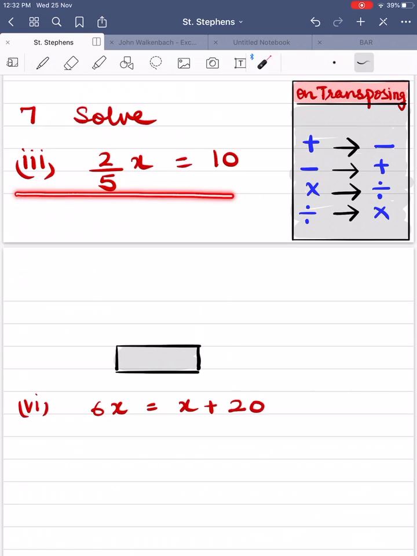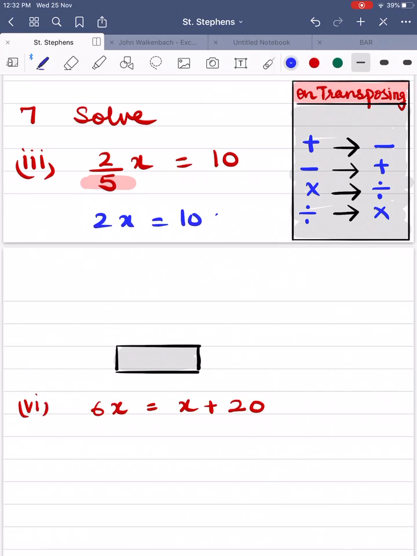So let's solve third part. 2 upon 5 x is equal to 10. Now here we have to find the value of x. For that, first we will transpose 5 to the right hand side. Now here it is being divided. So on transposing we have to multiply. So we get 2x is equal to 10 into 5. So 2x is equal to 50.